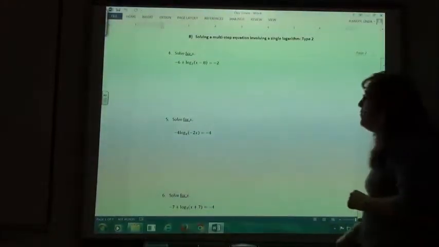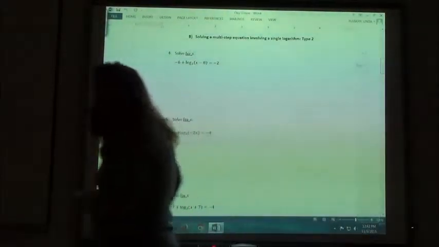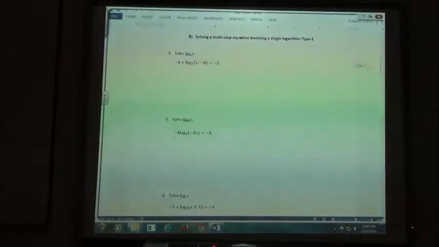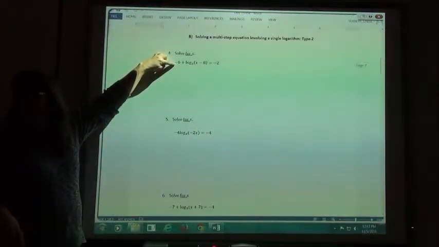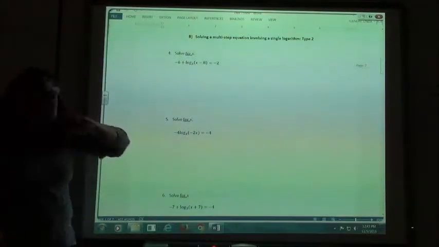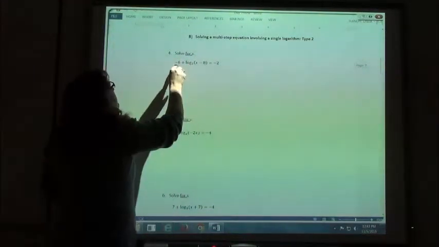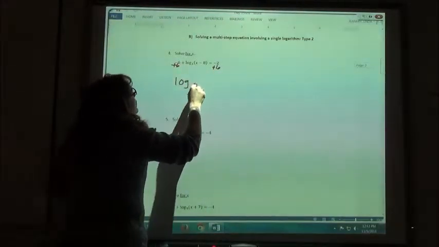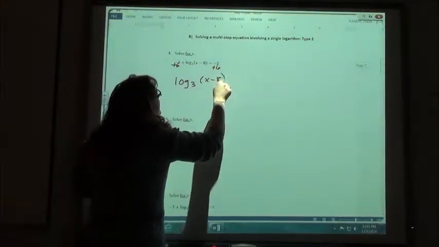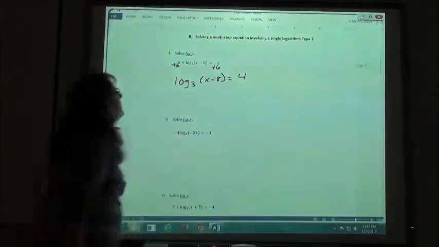So now they're going to have you do a multi-step one. Same kind of thing. I have the word log in there once, so I want to be able to rearrange it in exponential form. But before I do that, I want to get that logarithmic term by itself. So on this one, the first thing I need to do is move my 6 over to the other side so that the log is all by itself. So I'm going to add my 6, right? So log base 3 of x minus 8 would equal 4.